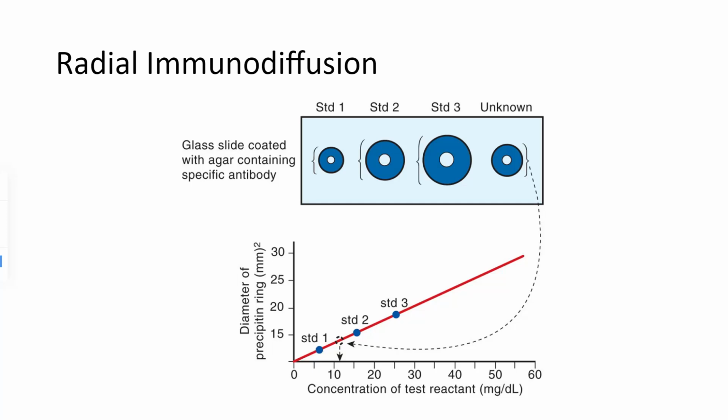And the way that you calculate that is, like I said, there are standards that you would graph. And then when you graph out the standards, you can say, okay, now let's compare the radius of the unknown and put it here. And so the diameter of the precipitation ring, we would mark that here on the line that we formed. And then now we can get the relative concentration of what we were measuring.